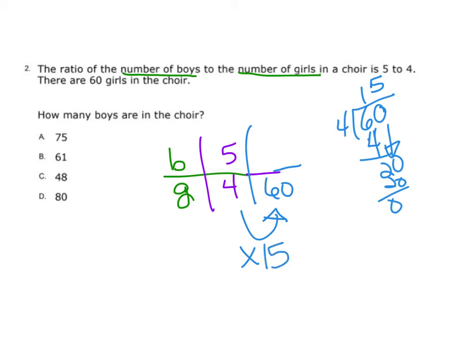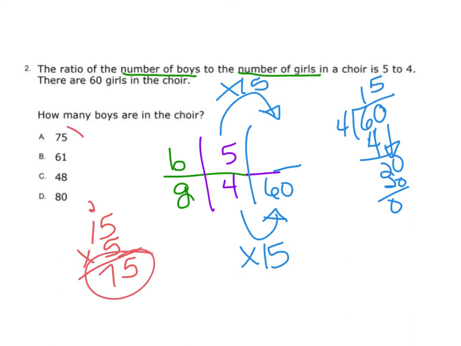So that is not my answer, so what I need to do is multiply 5 times 15. So the way I multiply, it's 15 times 5. 5 times 5 is 25. 5 times 1 is 5 plus 2 is 7. So there are 75 boys in the choir.